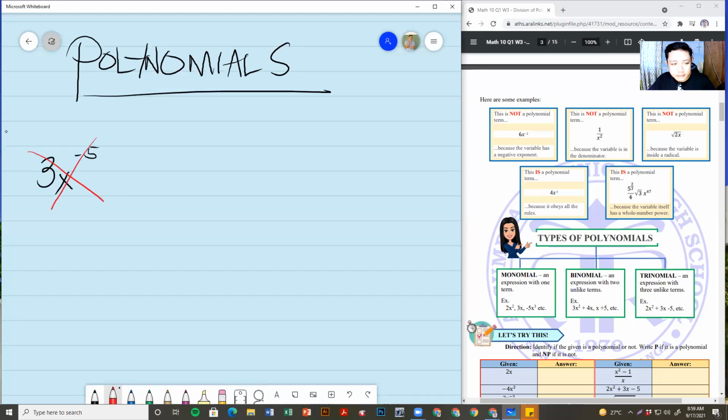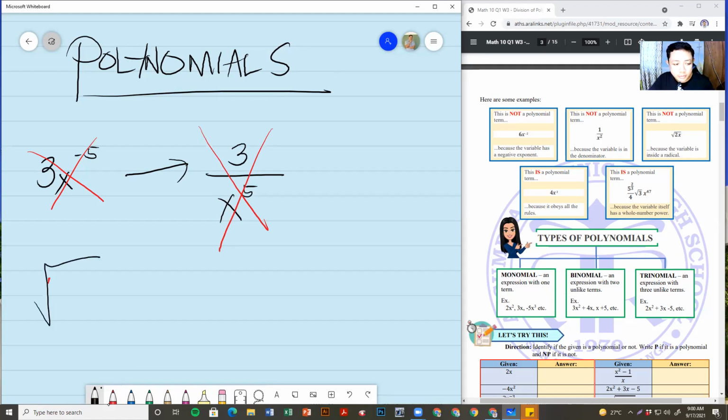Okay, also, if a negative exponent is rewritten to a positive exponent, the variable with the exponent goes to the other side of the fraction. So for example, having this will become 3 over x raised to 5. And if the variable with exponent, or any variable, is in the denominator, still, this is not a polynomial. Remember that. Also, if it is inside a radical, it's also not a polynomial.